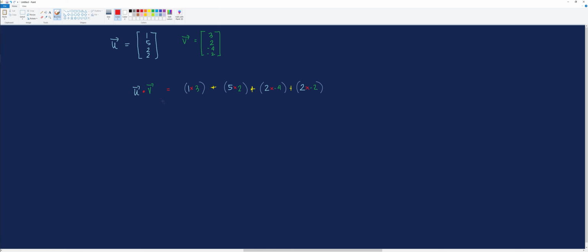The dot product of the two vectors is 1 times 3 plus 5 times 2 plus 2 times negative 4 plus 2 times negative 2, or 3 plus 10 minus 8 minus 4, which is equal to 1.